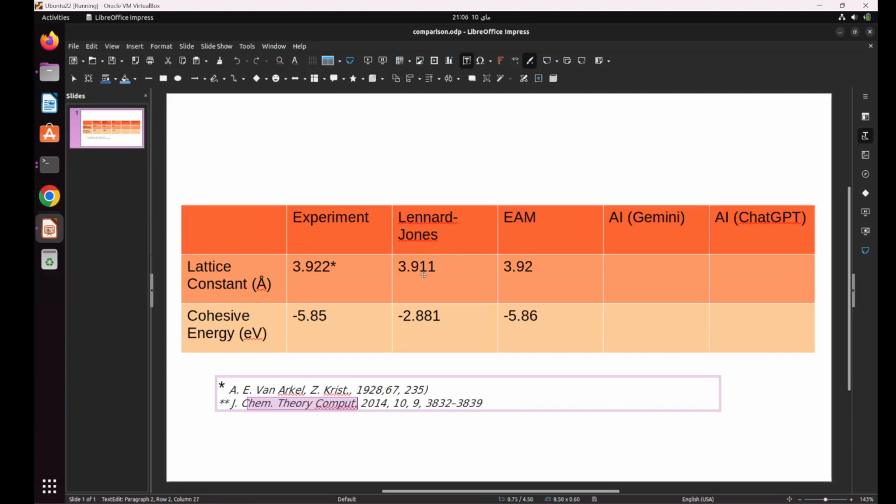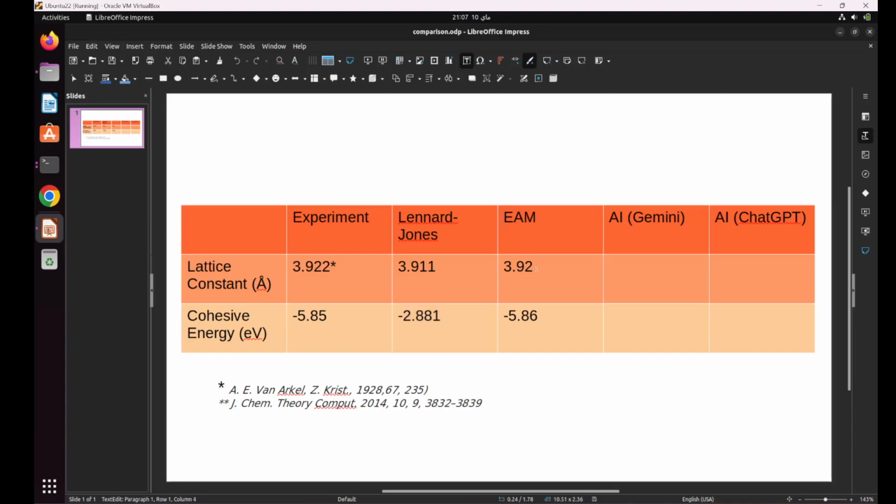Now, if you compare them with Lennard-Jones, which we have calculated before, Lennard-Jones gives you a very similar lattice constant, 3.911. The reason for this is that the potential was fitted to reproduce this property. Meanwhile, in terms of cohesive energy, it was not fitted to reproduce it. That's why it gives you a completely off cohesive energy. It's a very, very far away answer, minus 2.88. The potential was not designed to reproduce it.